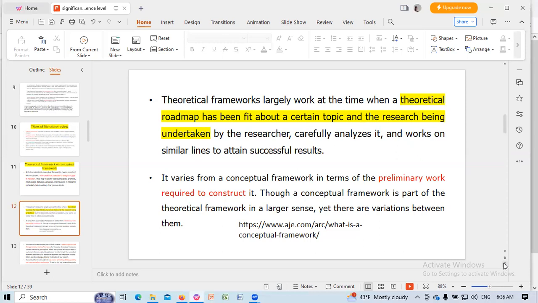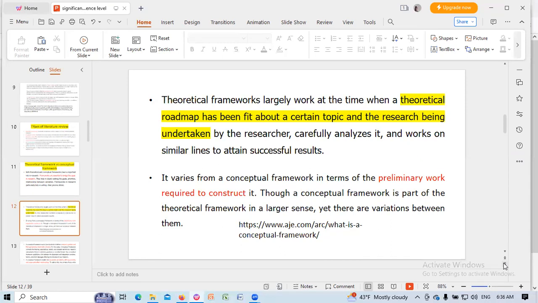So, the research design undertaken by the researcher should be carefully analyzed, and works on similar lines to attain successful results. You should carefully analyze the theories and similar works to attain your successful results. That is the theoretical framework.